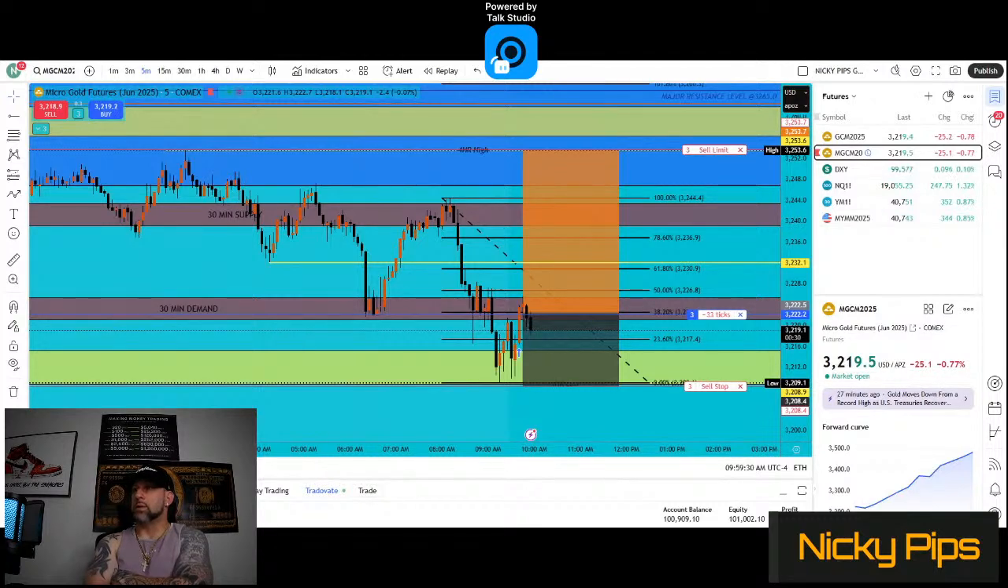All right, guys, so we have 30 seconds till this 5-minute candle closes. We'll see how it closes. We need it to close bullish to continue to keep pushing up. We'll see here if we get a nice bullish candle.